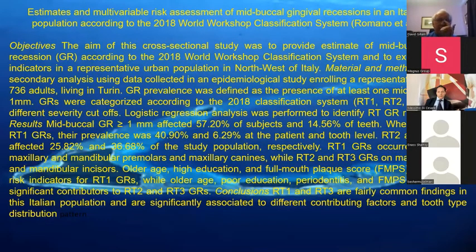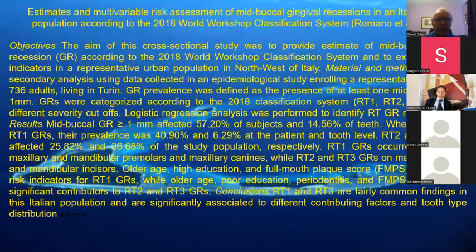Now, I did find one recent study this year where they looked at implementing the new classification system, the RT1, RT2, and RT3, in Italy, in Turin, with about 736 adults. And there they were able to distinguish between the various prevalence based on the RT1 classification.